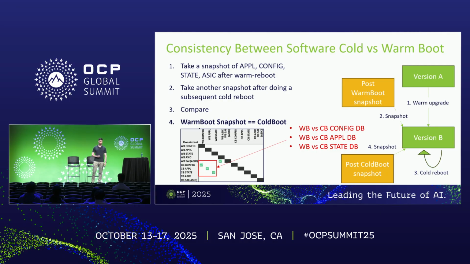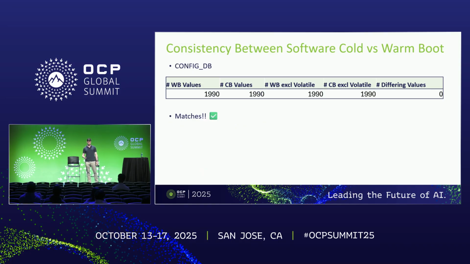The other group of checks is software cold boot versus software warm boot. With this style of check, what we do is we take a snapshot of the application DB, config DB, and state DB after we've done a warm upgrade. Then we do a cold reboot and take another snapshot, and then we start comparing the two. And this is what we find with config DB. It's a perfect match. I'd be very surprised if it wasn't a perfect match, as after you have warm booted a device, we have this process called warm boot finalizer, which saves the running config to disk, and when you cold boot, it reloads that from disk. So it'd be very concerning if there wasn't a match there.